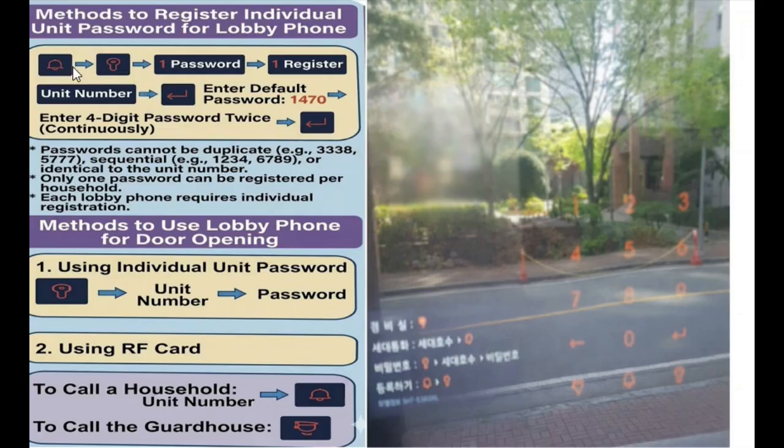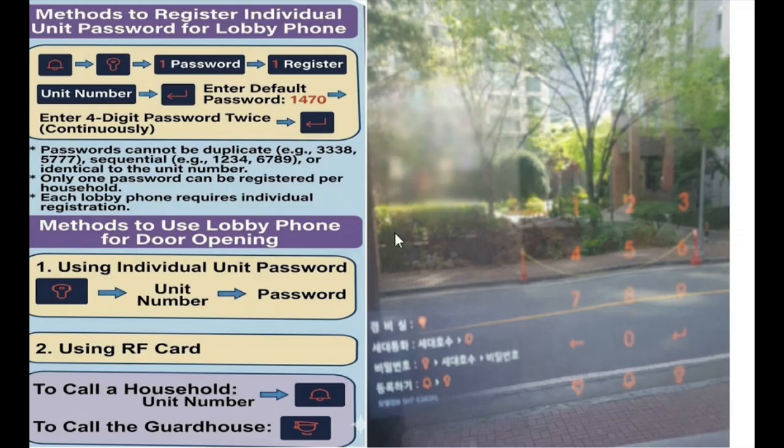We need to press the bell button, and the key button. Then the screen will show some settings. 1 password setting, 2 blah blah setting, 3 blah blah blah. Then we select 1 password. Then 1 again, register. At this point, the screen appears asking you to enter your flat number, unit number. We enter the flat number and press enter.